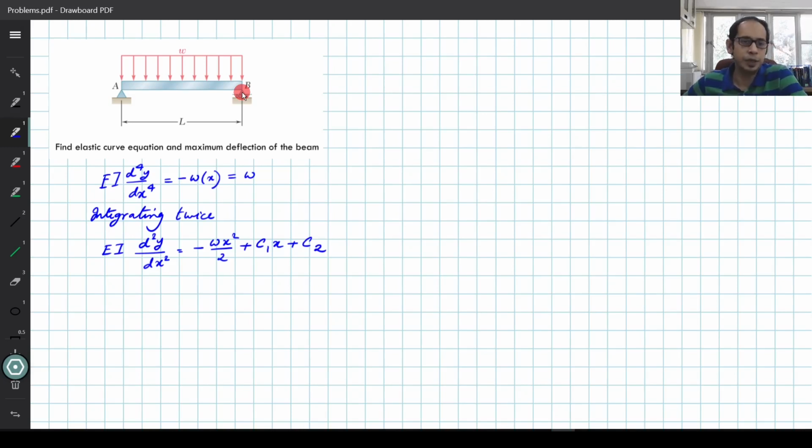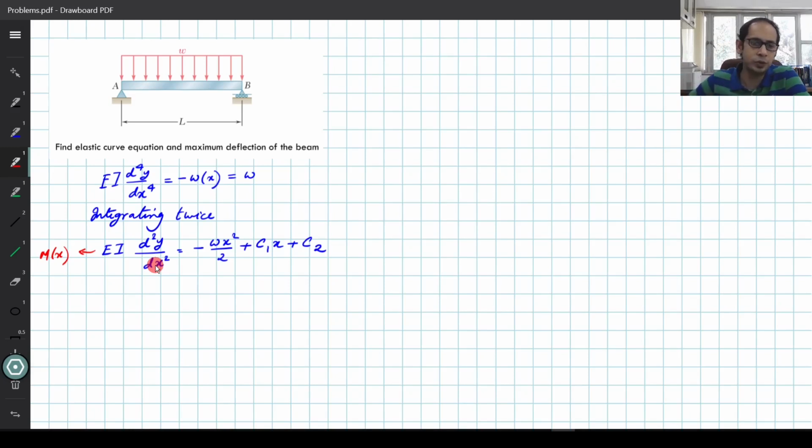Now remember, here we have now introduced 2 constants of integration, C1 and C2, and if you recall that EI d²y/dx² is nothing but equals to the moment M. So this guy is nothing but equals to M of x. So before integrating it 2 times again to get the y, we can solve for C1 and C2 here directly.